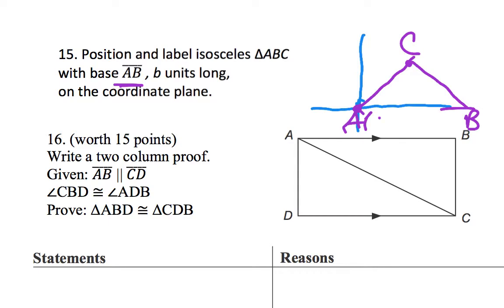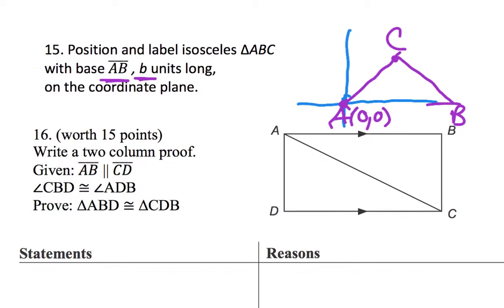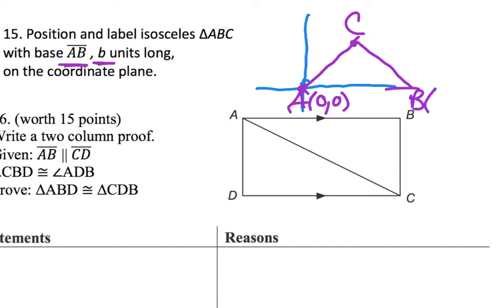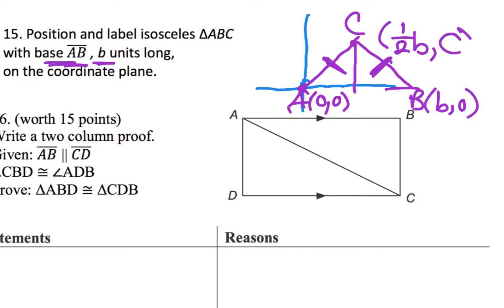And then the coordinates, this is 0, 0. It's B units long. So my B is going to be B, 0. And then C, since it's isosceles, and the base is AB, that means these are the legs and they're congruent. So halfway in the middle here, that's half of B. And there's no way on an isosceles to know how tall it is, how far up it goes. We'll call it C.